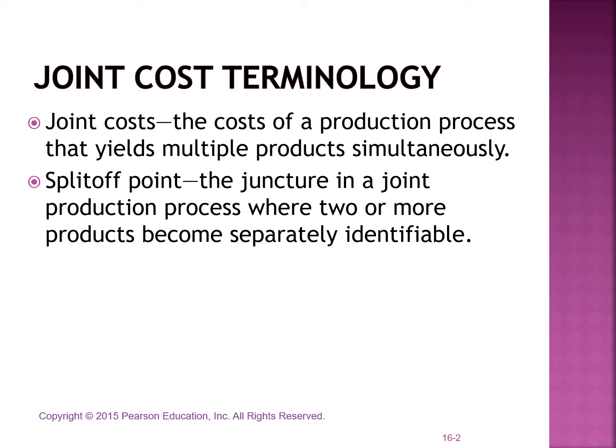Split-off point is the point in a joint production process where two or more products become separately identifiable, which means if I have something like that, here this is the split-off point. From that point I will have more than one product.